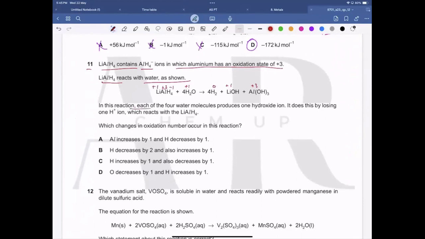In this reaction, each of 4 water molecules produces 1 hydroxide ion. It does this by losing 1 hydrogen ion, which reacts with LiAlH4. Which changes in oxidation number can occur in this reaction?